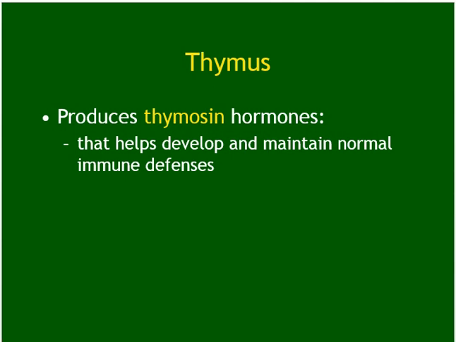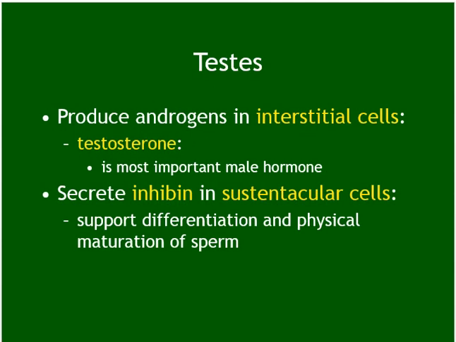Testes, again, you need to know specifically which cells produce testosterone, which cells produce which hormones. So interstitial cells will secrete testosterone, and sustentacular cells will secrete inhibin. And you need to know specifically what cells secrete which hormone. The inhibin will also support the differentiation, physical maturation of the sperms, so it has some effect on the sperms.